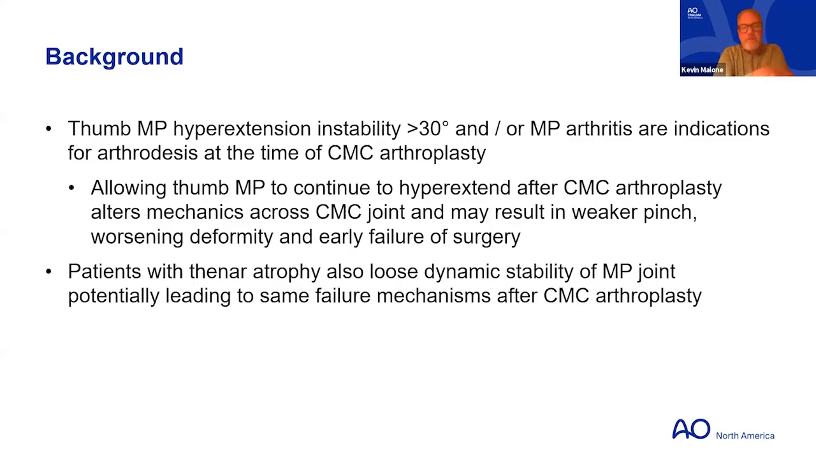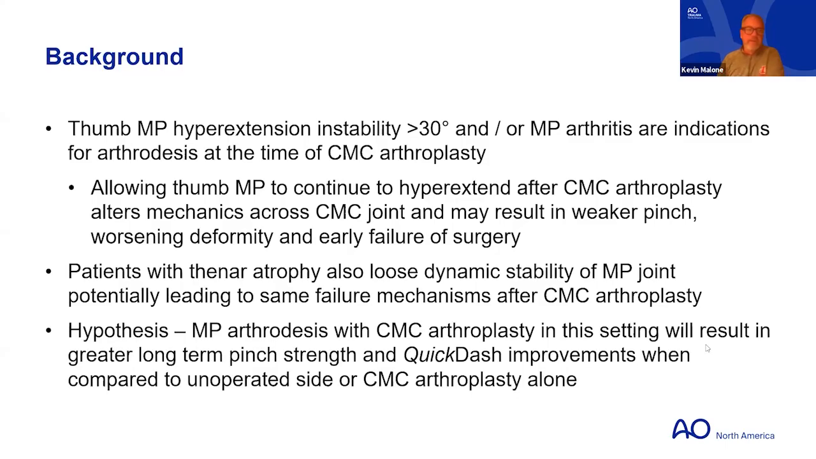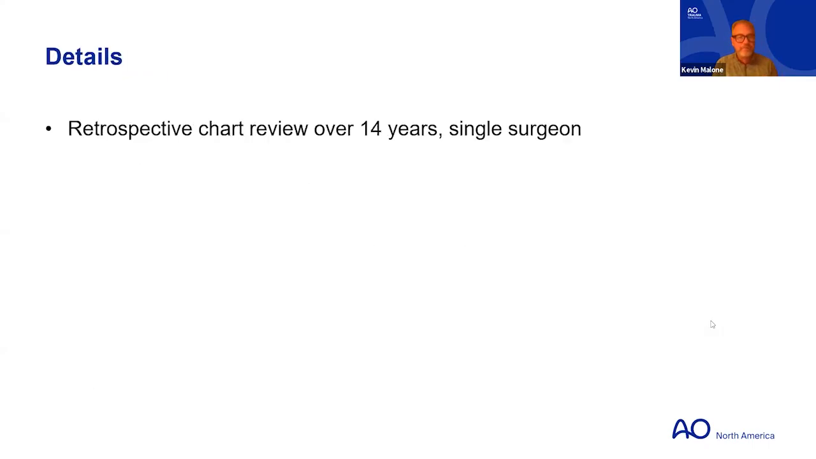Atrophy from median nerve dysfunction also will cause those patients to lose their dynamic stability of the MP joint and CMC joint, potentially leading to the same failure mechanisms after CMC arthroplasty. So the hypothesis for this study was that MP joint arthrodesis with CMC arthroplasty would result in greater long-term pinch strength and QuickDASH improvements when compared to the unoperated side or to patients undergoing CMC arthroplasty alone.